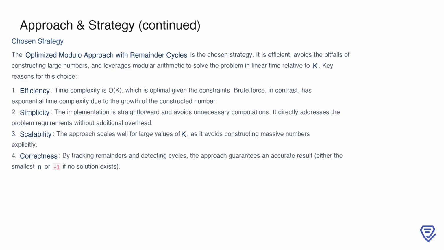Second, it is simple to implement, directly addressing the problem requirements without unnecessary overhead. Third, it scales well for large values of k, as it avoids explicitly generating massive numbers. Finally, it ensures correctness by systematically tracking remainders and detecting cycles, guaranteeing an accurate result, whether it's the smallest n or -1 if no solution exists. These factors make the optimized modulo approach the most practical and effective choice for this problem.